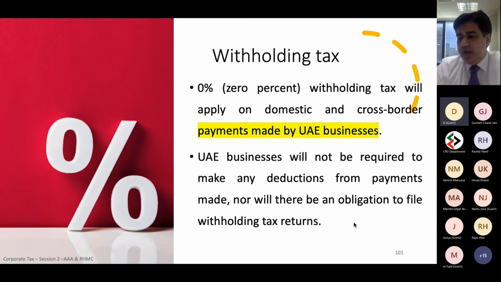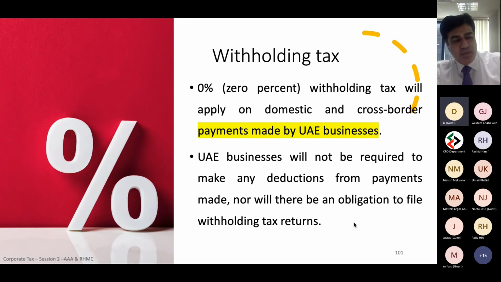Now, withholding tax is an interesting section. It looks quite unimportant, but it's quite important, especially where you have cross-jurisdiction transactions. Remind ourselves that 0% tax is again a tax, and hence you get the benefit of income being taxed in the jurisdiction. So 0% withholding tax will apply to domestic and cross-border payments made by UAE businesses. UAE businesses will not be required to make any deduction from payments made, nor will they be obliged to file a withholding tax return. So there is no withholding tax return, but withholding tax has to be applied.